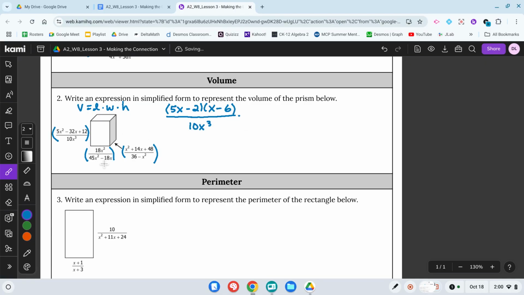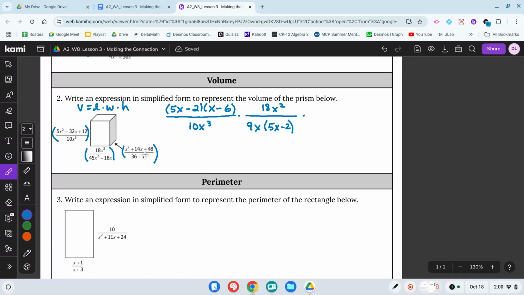Okay, and then we'll go ahead and do this 18x squared divided by, and then 45x squared minus 18x. Again, I have to figure out what my greatest common factor is here. In this case, it's going to be 9x. And that will leave 5x minus 2 inside the parentheses.